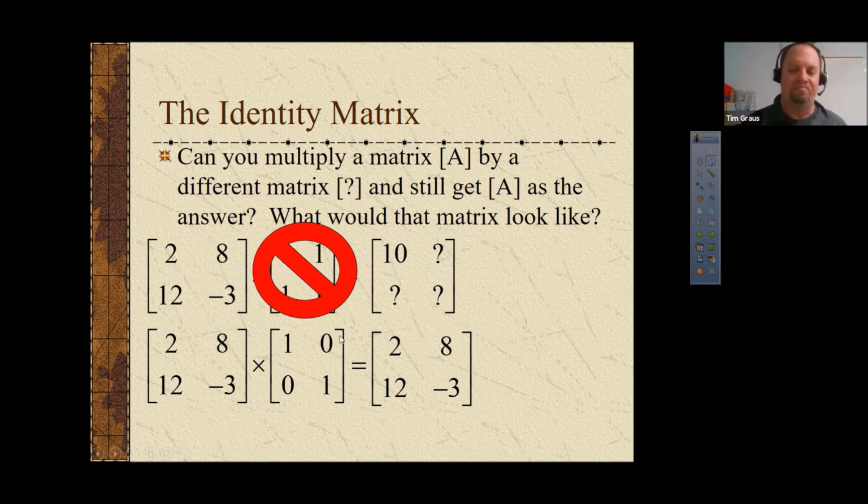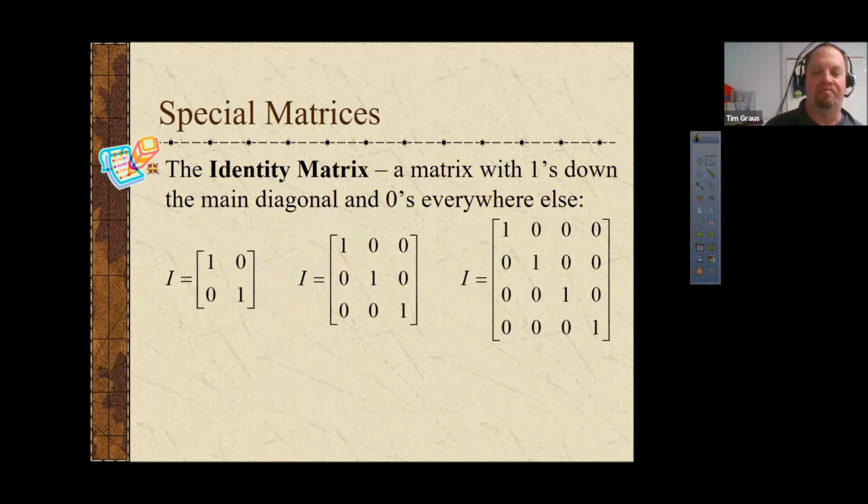So this matrix is the one that acts like a number 1 for normal numbers. We call this thing the identity matrix. And we could write an identity matrix for larger matrices as well. If I want to multiply a 3 by 3 matrix by something and still get the same 3 by 3 matrix I started with, we would use the following identity matrix. 1, 0, 0, 0, 1, 0, 0, 0, 1. That's a 3 by 3 identity matrix.